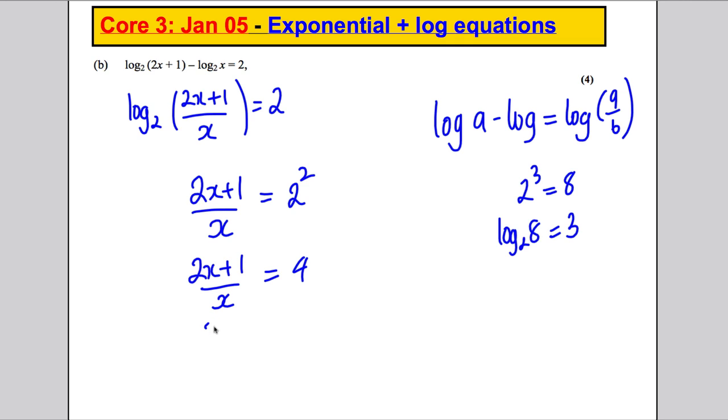Times both sides by x. 2x plus 1 is equal to 4x. Collecting x's, subtracting 2x off both sides, 1 is equal to 2x. And dividing both sides by 2, x is equal to a half. I'd encourage you to substitute it back in. If you had a half there, then that would be log base 2 of 2, subtract log base 2 of a half, and it would work out to be equal to 2.